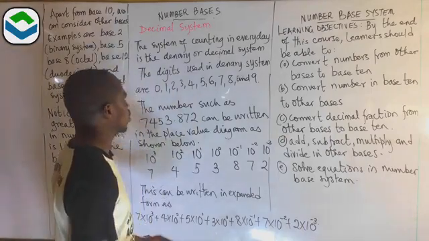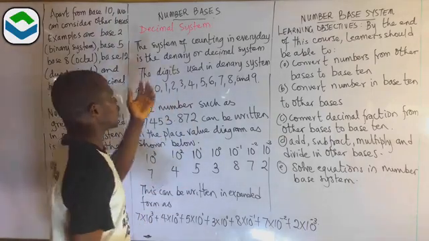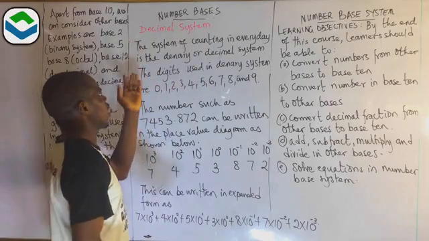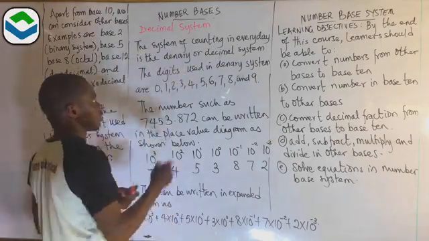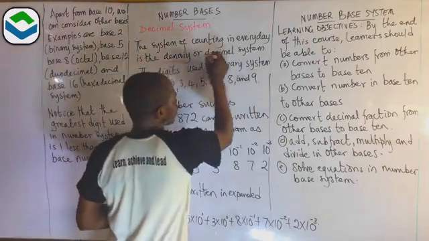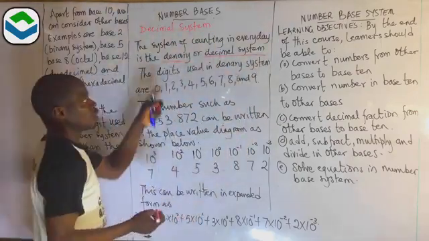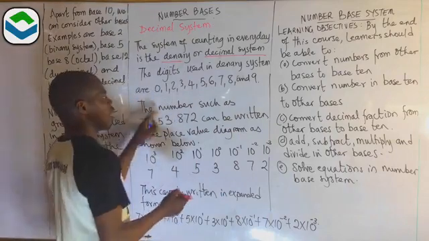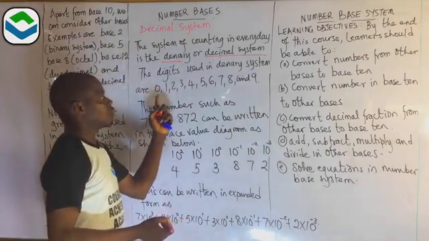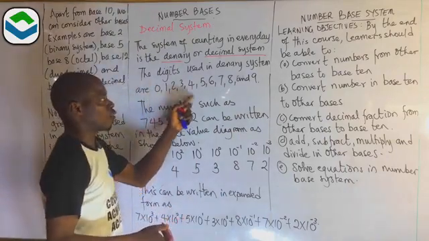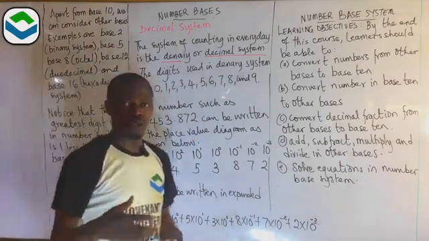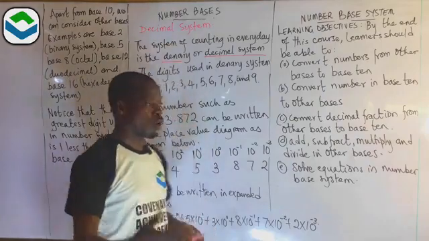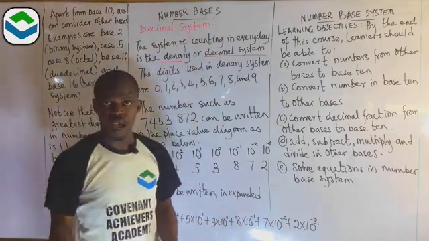Now, for this purpose, we are going to start with the number system. The system of counting every day is the denary. The denary is the decimal system, which is base 10. The digits used in the denary system are 0, 1, 2, 3, 4, 5, 6, 7, 8, and 9. When you combine two or three or four or five or six or all the digits together, we have a number.